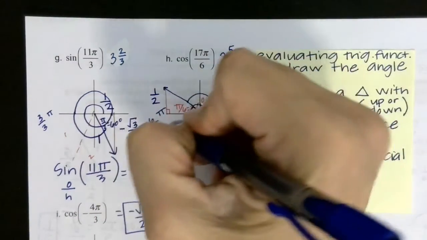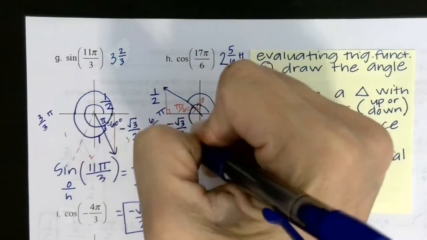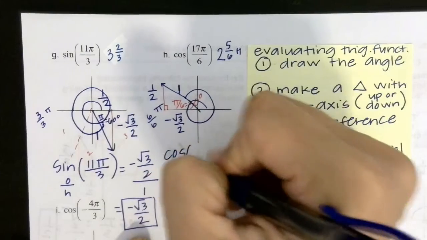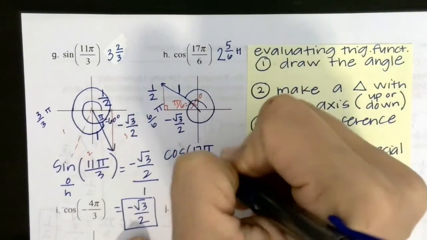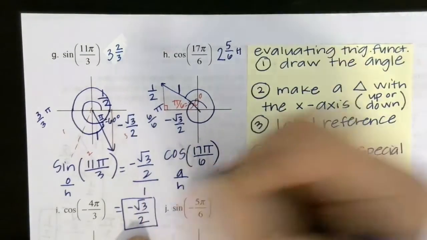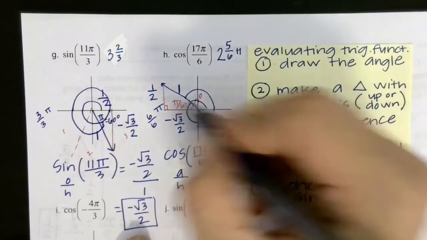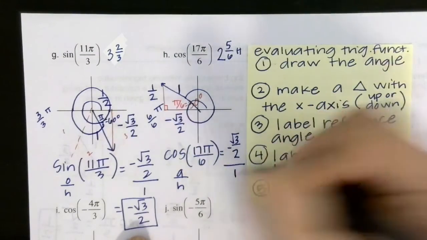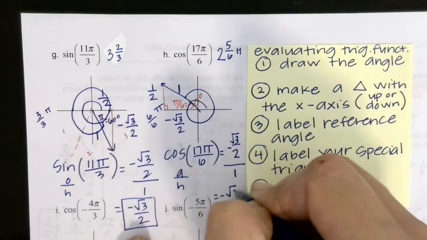So then this is going to be positive 1/2. This is negative root 3 over 2. That's 1. Cosine of 17 pi over 6 is adjacent over hypotenuse. So then we get adjacent is negative root 3 over 2 over 1, which is negative root 3 over 2.